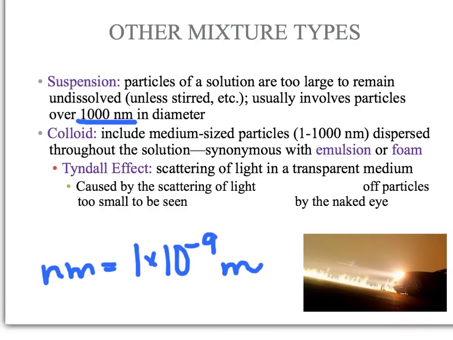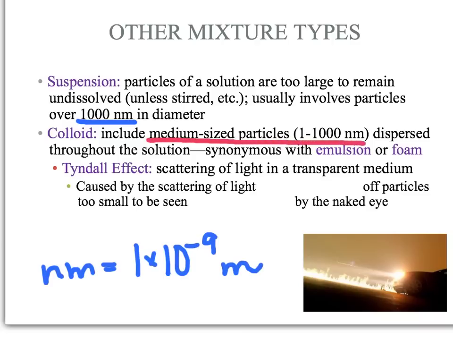The second mixture type is called a colloid, and this is kind of the middle ground between a pure solution and a suspension. So what generally happens is you get more medium-sized particles.